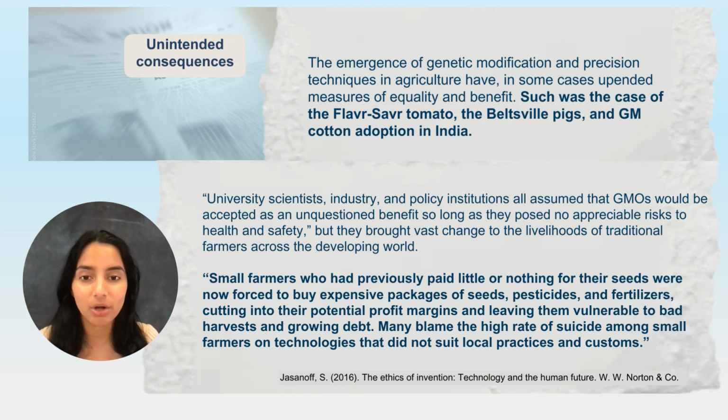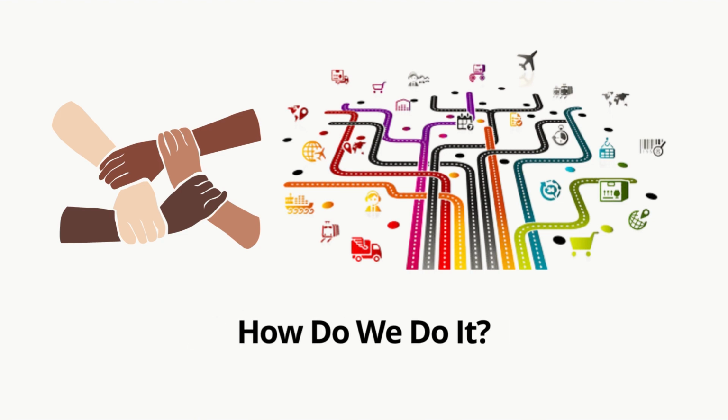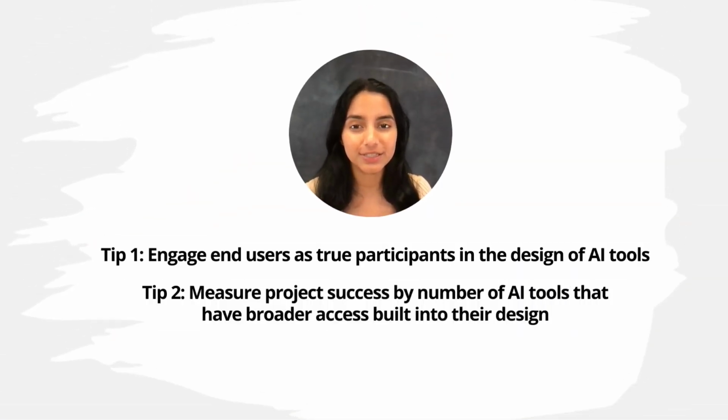What this tells us is that all 4 types of AI democratization are necessary to achieve our end goals. As always, we'll next provide some tips to help us achieve the goals of democratizing AI and ICICLE. Here are our tips for democratizing AI. The first tip is to engage end users as true participants in the design and development of AI tools. Tip number 2 is to use broader access as a metric by which the project's success is measured.